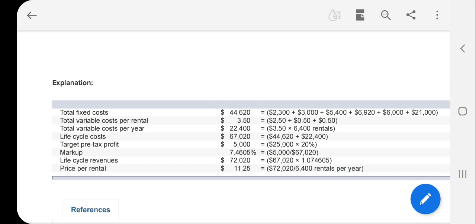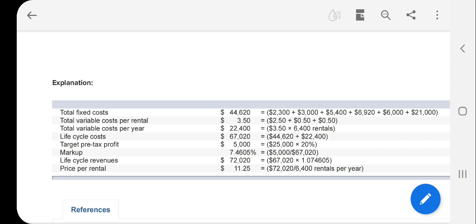Okay, and then you calculate the total variable cost. Total variable cost equals $2.50 plus 50 cents plus 50 cents. So total variable cost per rental is $3.50. The total fixed cost is for 1 year. The total variable cost per rental is $3.50 per rental of Keno.